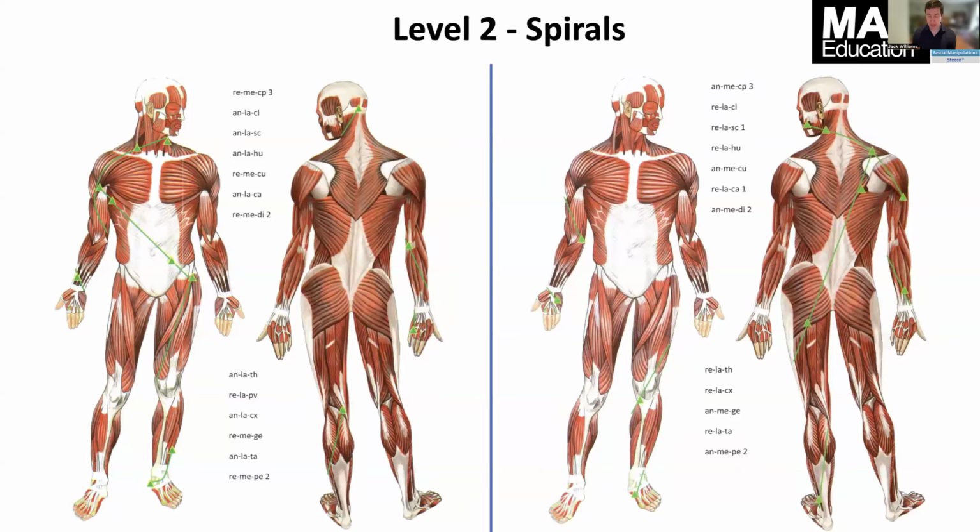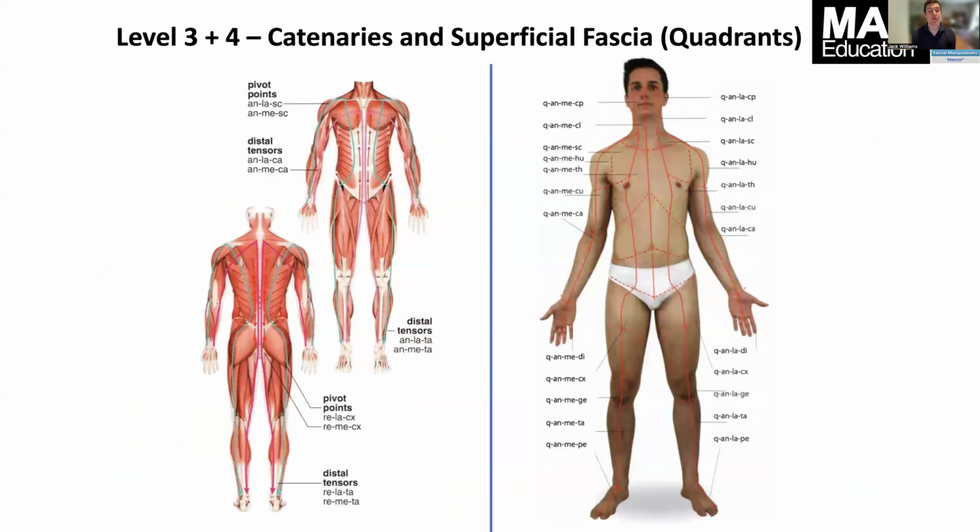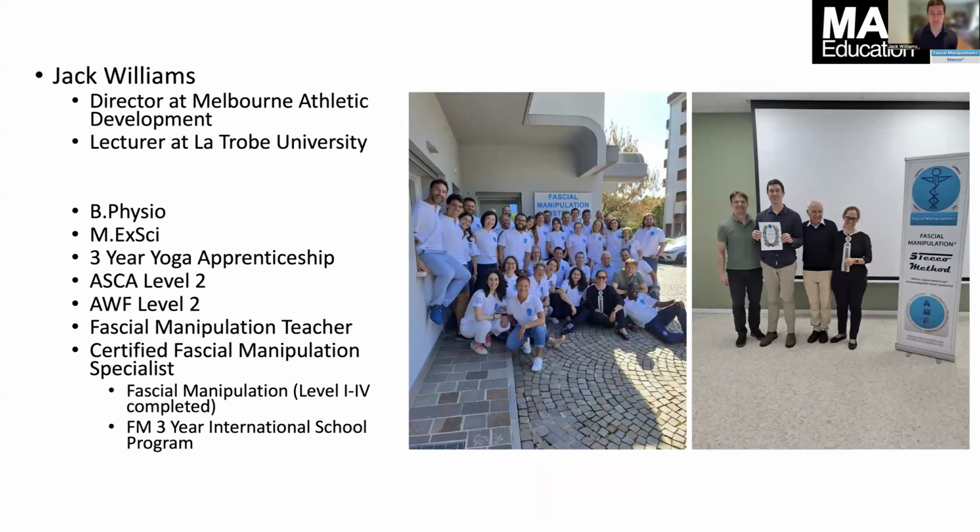And then in level 3 and 4, level 3, we learn about the connection and continuity of the visceral and muscular fascia, which builds on the level 1 and 2 content. In level 4, we learn about the superficial fascia, its mapping, and how we better assess and appreciate the superficial fascia and its contribution to the regulation of the autonomic nervous system.